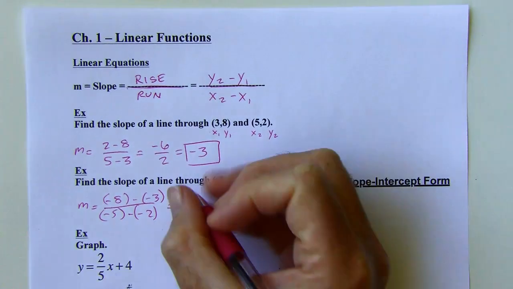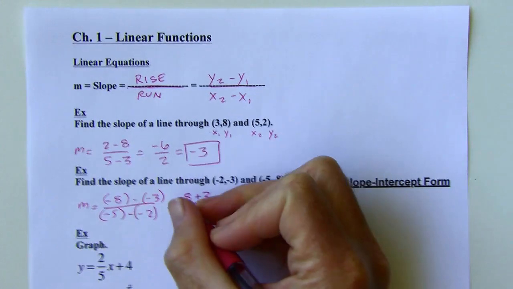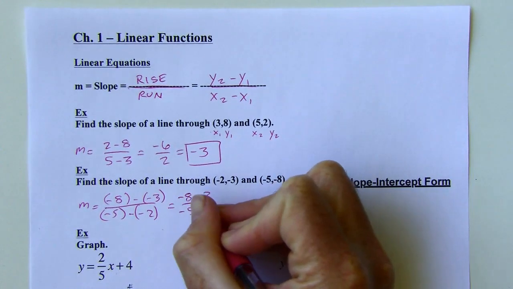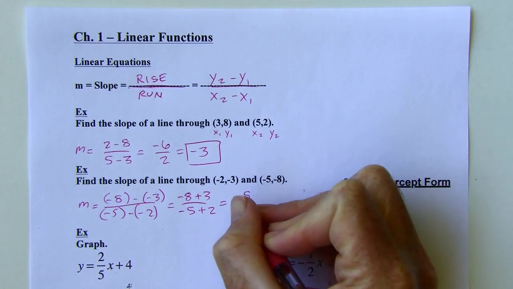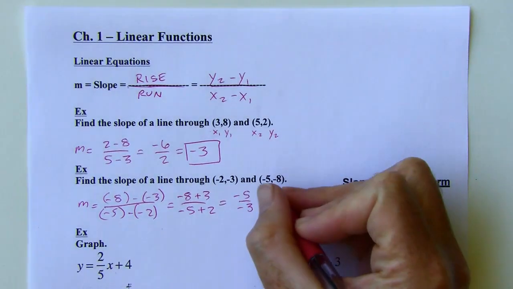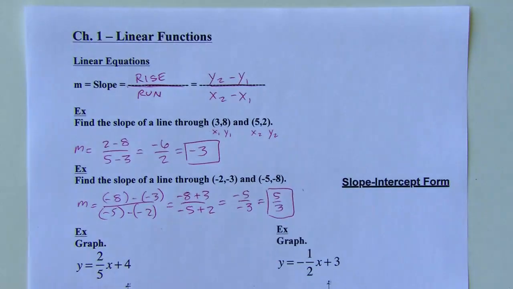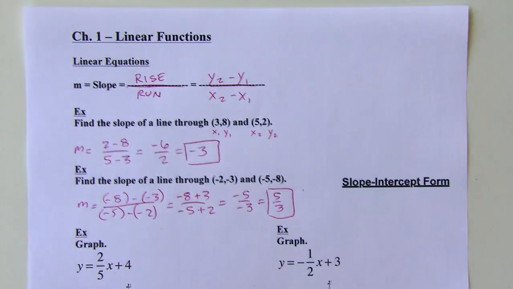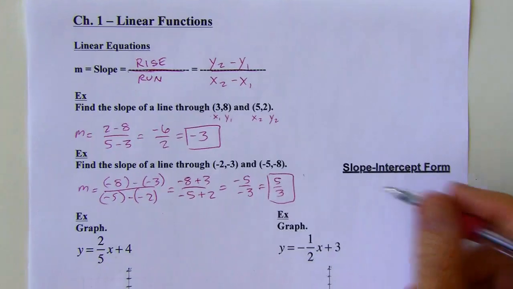In both cases, the double negative is the same as adding the positive. So then I've got negative 5 over negative 3. And I can simplify that to just 5/3, since it's a negative over a negative. So you want to write your slopes as a reduced fraction, or sometimes they're integers, but otherwise a reduced fraction.